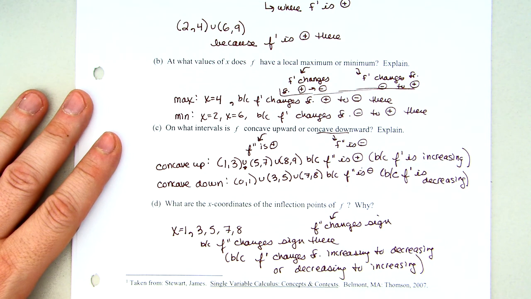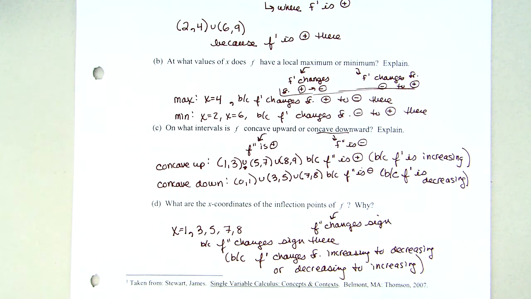How do I know f double prime changes sign there? Because f single prime is changing either from increasing to decreasing or decreasing to increasing. Any better? And you're not just saying that. Turn the page.